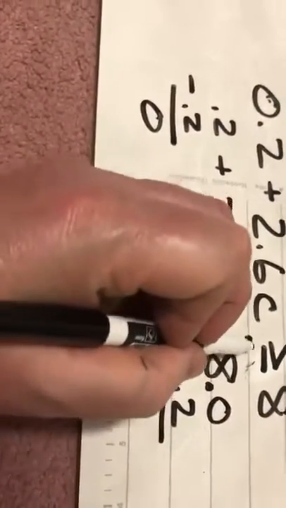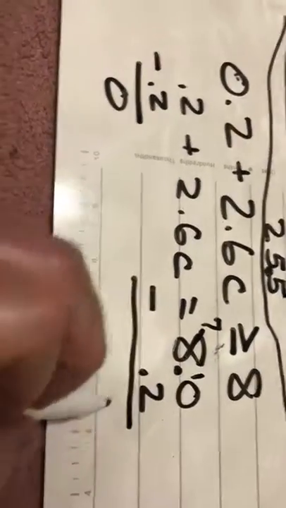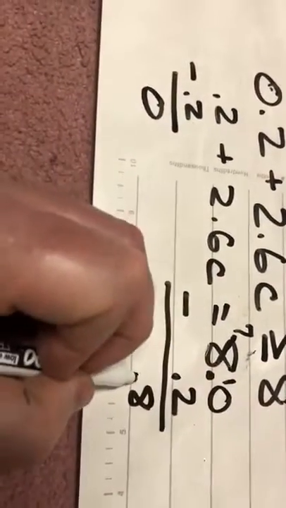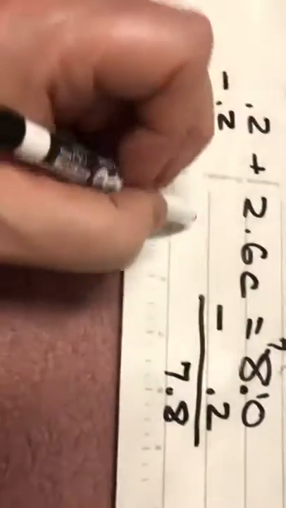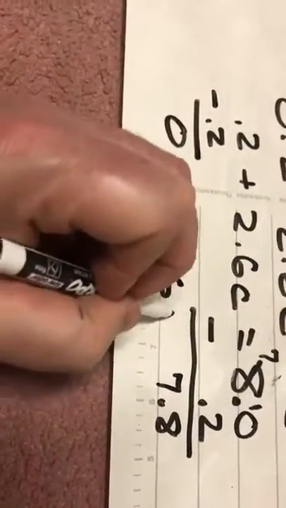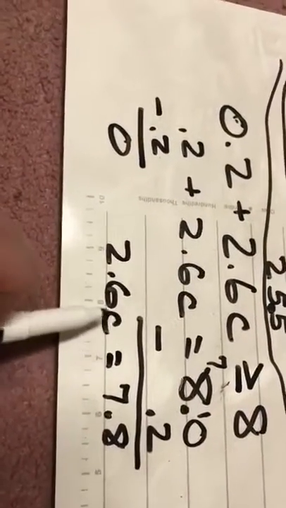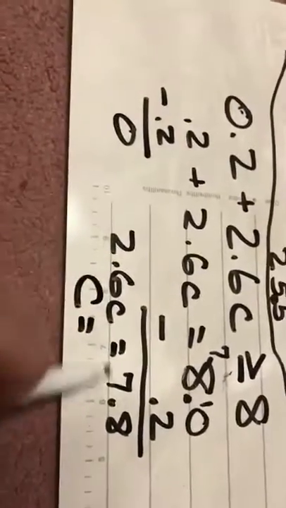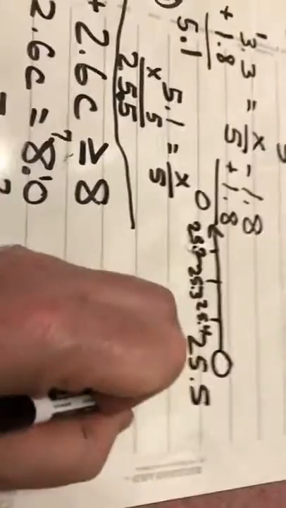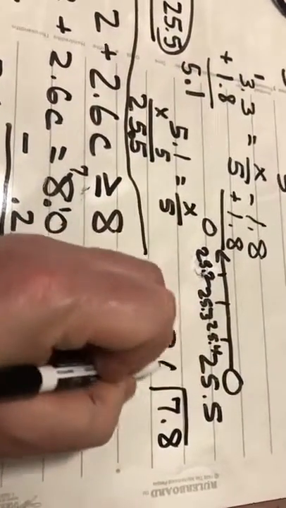Borrow from the 8, make it a 7, make the 0 a 10. 10 minus 2 is 8. Drop my decimal straight down. 7 minus nothing is 7. That leaves me with 2.6c equals 7.8. Well, to isolate c, to figure out what c equals, I would have to divide both sides by 2.6. So I'm going to come over here, and I'm going to do 7.8 divided by 2.6.